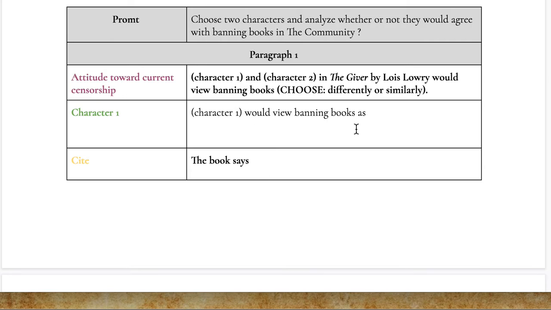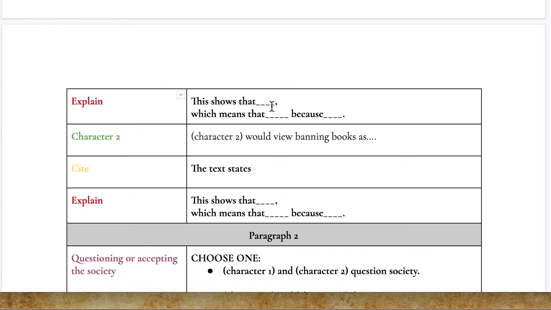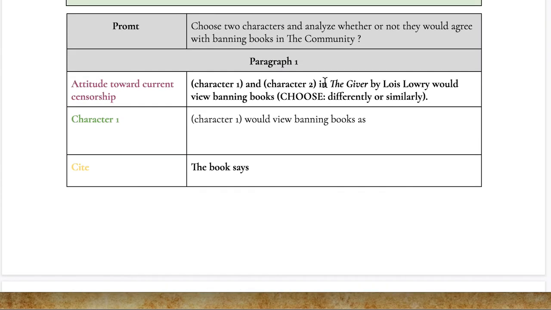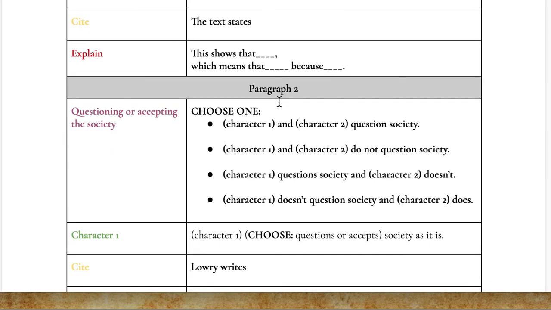This person would view banning books as this, because the book says this, which shows that this, which means that this, because this. And then another answer, side, explain for that character 2. Again, this character would view banning books as this, the text states this, which shows that, which means that, because.